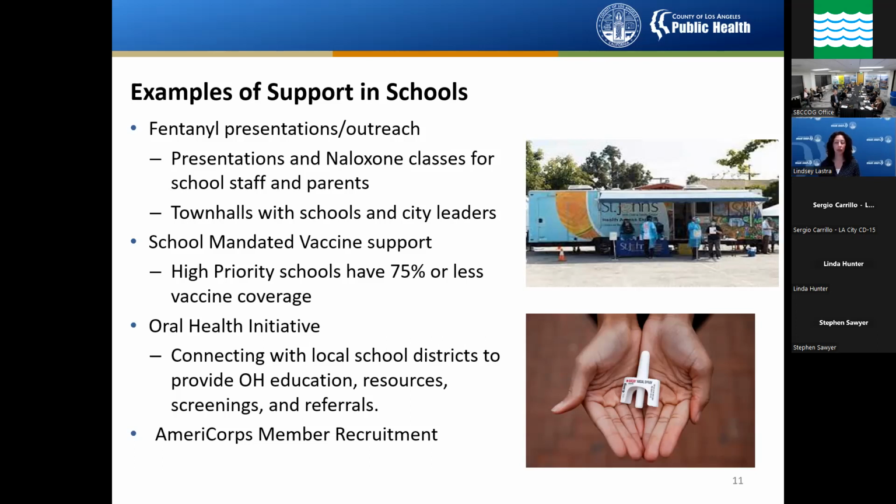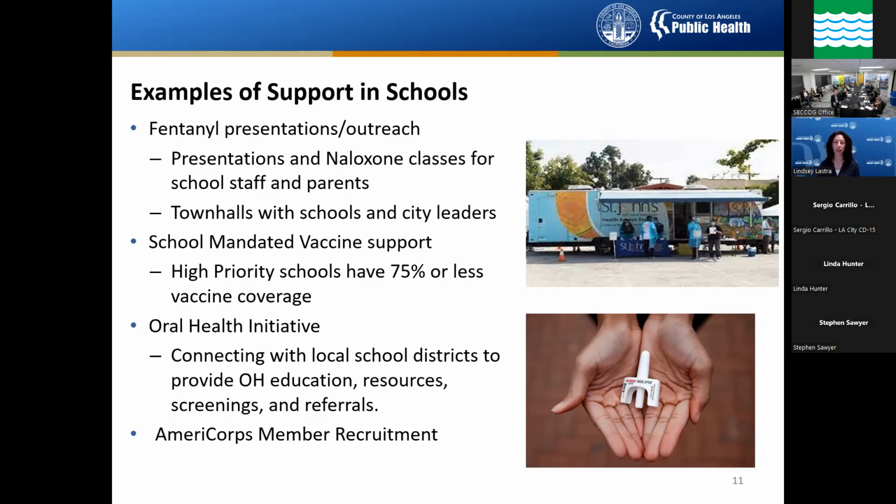The next thing we've supported is the school-mandated vaccine support. What we've done is bring our mobile vaccine teams to help provide vaccines to schools that have low rates of vaccination. We're also bringing our oral health program to schools that have high rates of dental disease or low rates of dental insurance, to bring in resources with screening opportunities as well as referrals. And finally, which we'll talk a little bit more about, our AmeriCorps member recruitment.